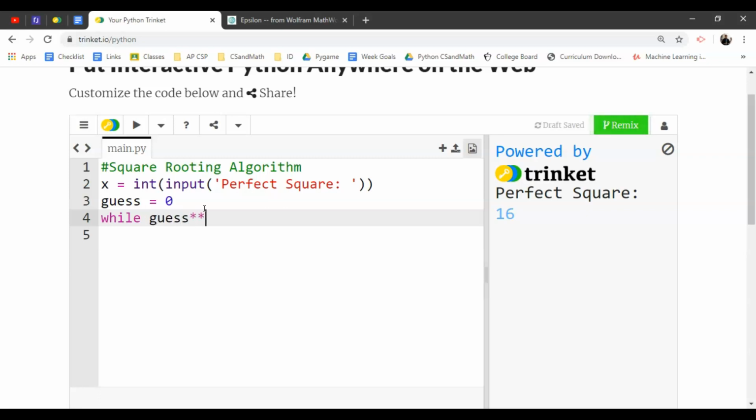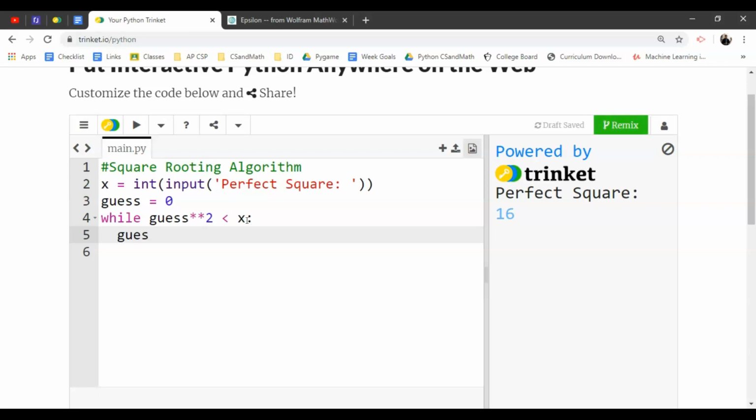squared, remember to get square, you use two multiplication signs, so this means square whatever the guess is. As long as that stays less than, in this case, remember I put in 16 for the perfect square. That value can change, but we're assigning it to the variable x. So, in the case that I put on Desmos the square root of 2, that would become x, right, if I put in 2. So when we square the guess, we want it to stay less than x. And then I'll put a colon.